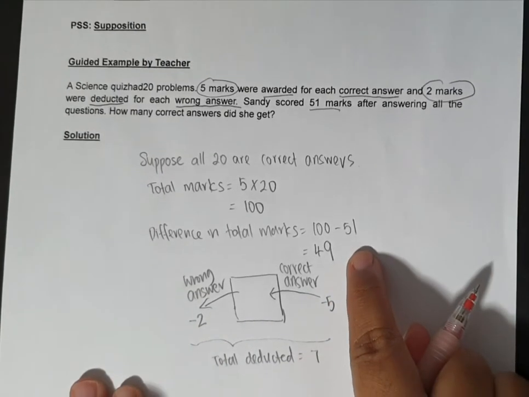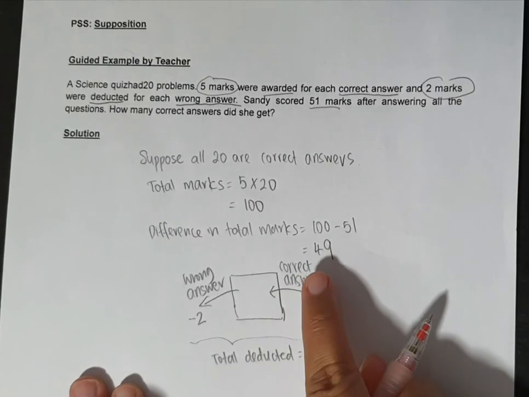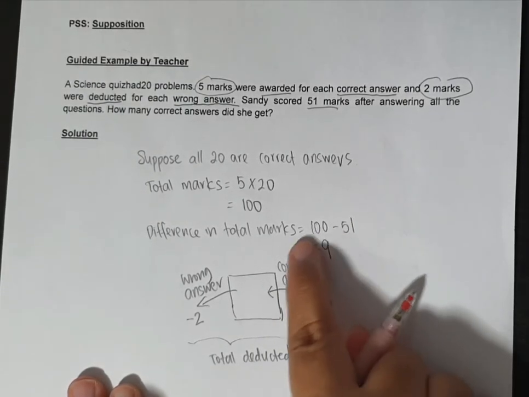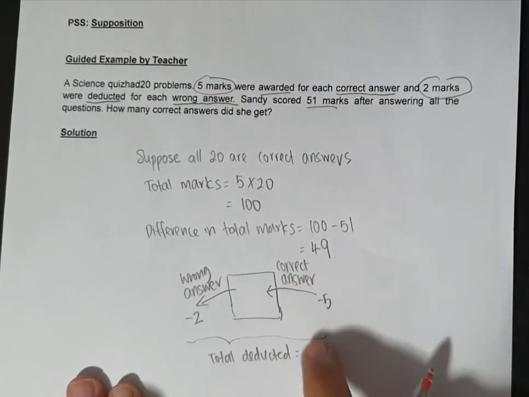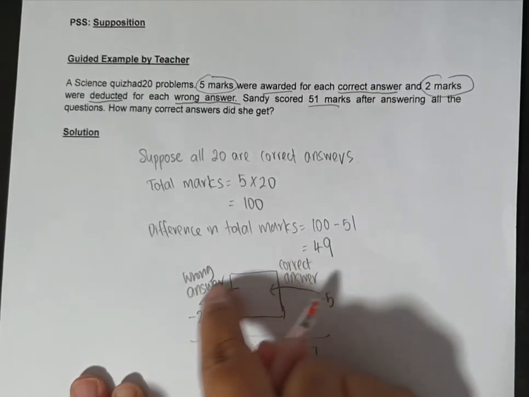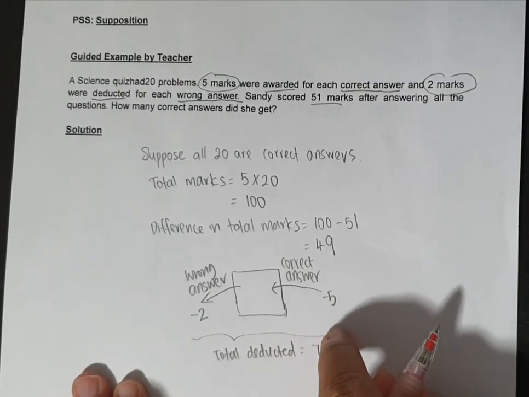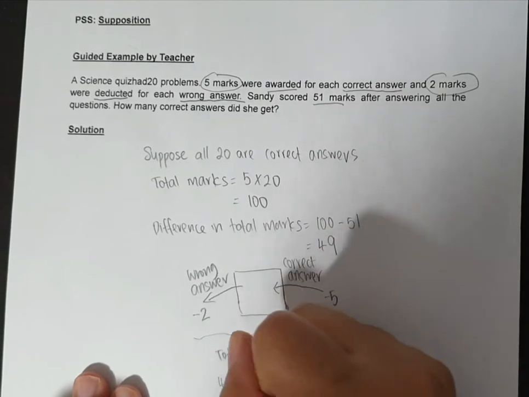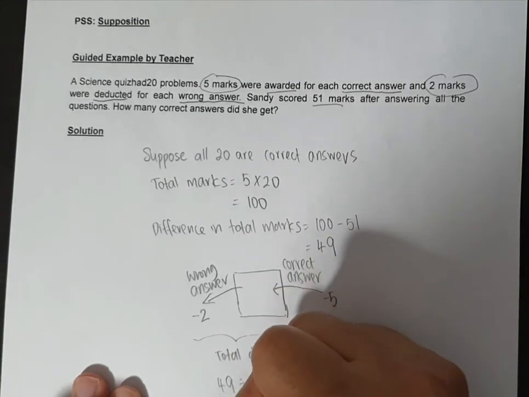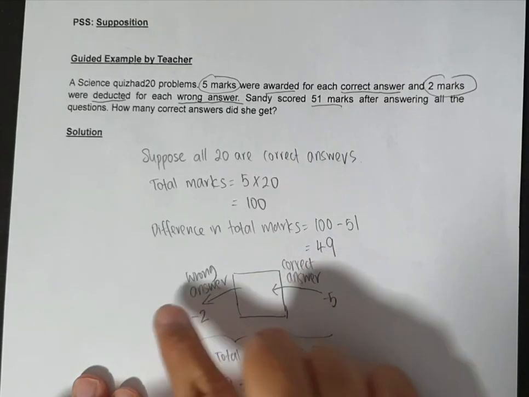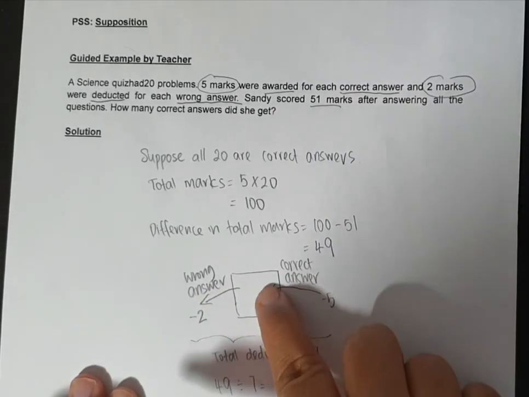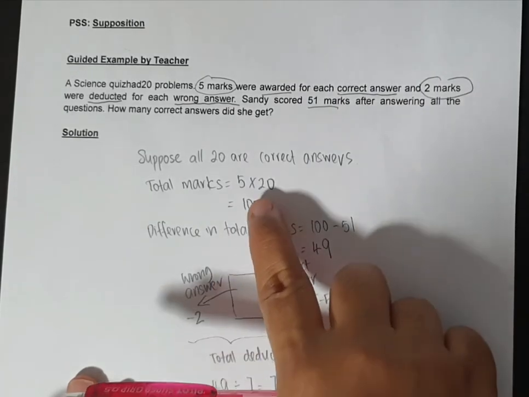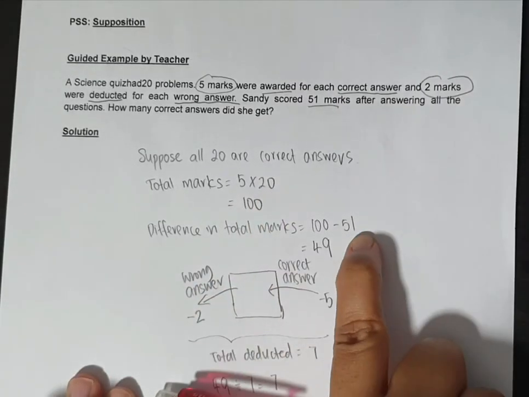Now, this is only for one question. So now I have a total of 49 marks that need to be dropped. So how many times did this happen? You notice I used the term how many times, right? It means I need to divide. So how many times did this happen? 7 times. 7 times, you put in a correct answer, you take out a wrong answer. You do this and you do this. Eventually, the 100 marks would drop to 51 marks.